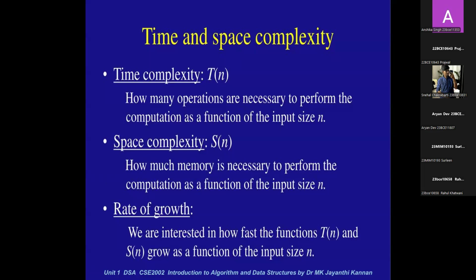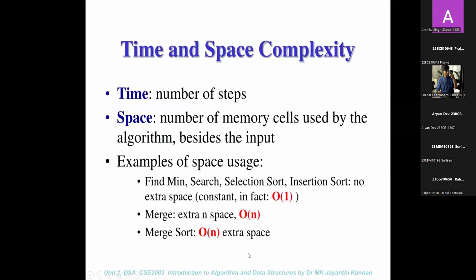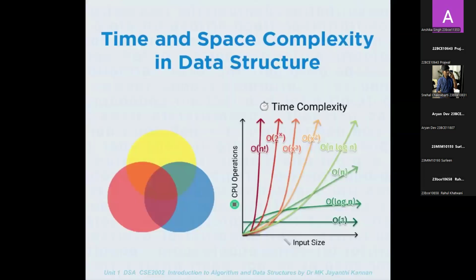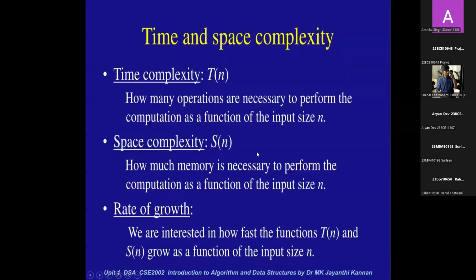Say for sorting, if you are giving 100 integers, how much memory space do you need to store the numbers and to complete the task. And how we are computing is the rate of growth, meaning when the input size increases, how fast the functions T of n and S of n grow as a function of the input size n. So while representing, we are taking this growth function. So this is the space complexity, time complexity, and the growth function.